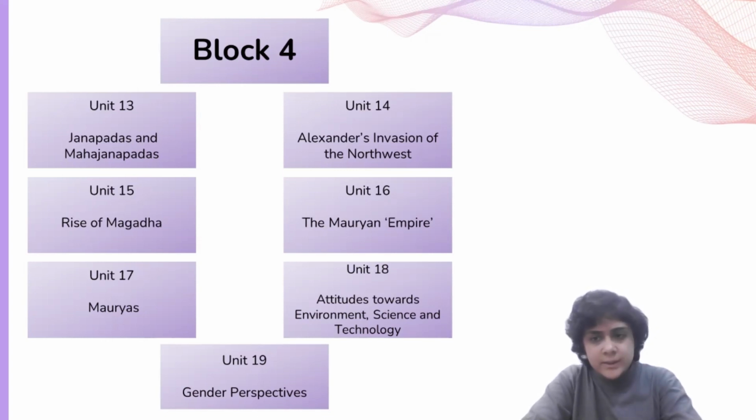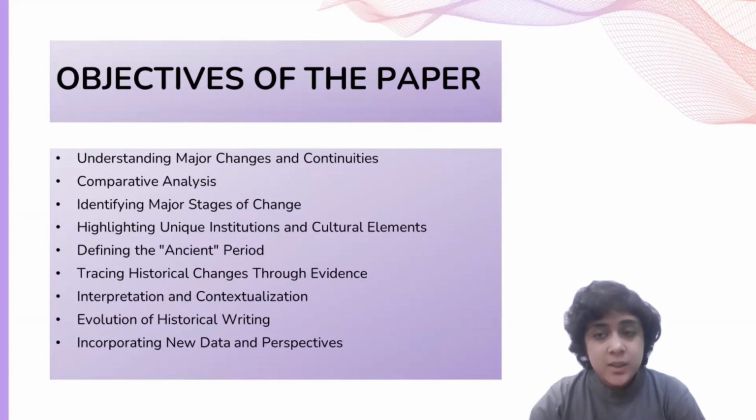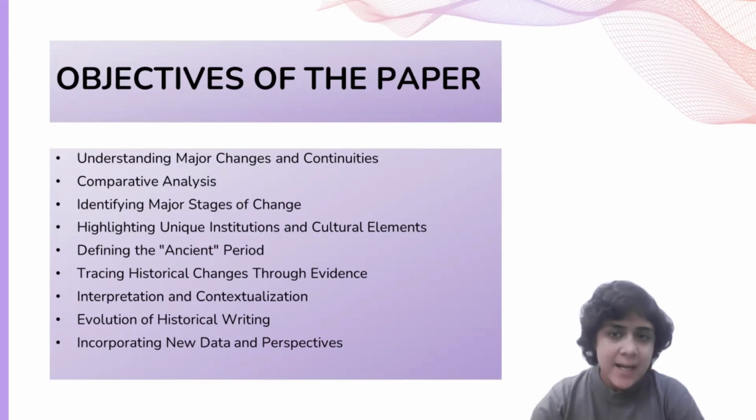In the concluding units, Unit 18 and Unit 19, we take a sweeping look at the status of gender in ancient India, delving into the roles and perceptions of women during this era. Additionally, we explore the remarkable achievements of ancient Indians in fields related to the environment, science, and technology, providing insight into the remarkable accomplishments of the time. The course aims to provide students with a comprehensive understanding of Indian history, its unique characteristics, and its place in the broader context of world history.